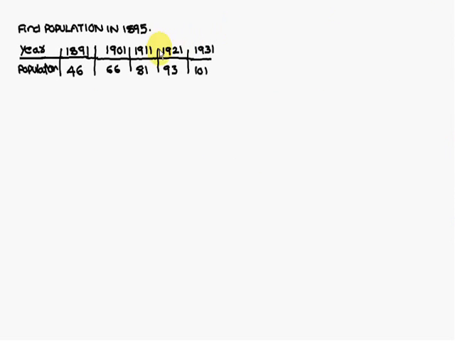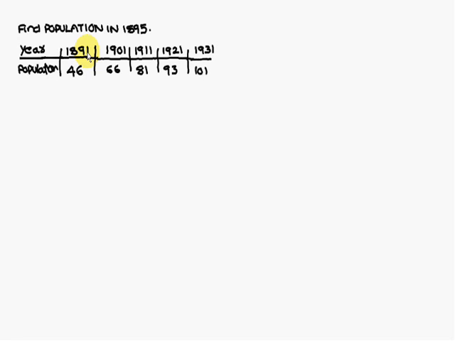So the first problem he has given is to find the population in the year 1895. He has given a table, year versus the population in the concerned years. In 1891 it is 46 lakhs. In 1901 it is 66 lakhs. 1911 it is 81 lakhs. 1921 it is 93 lakhs, and 1931 it is 101 lakhs. So we have to find out the population in the year 1895.